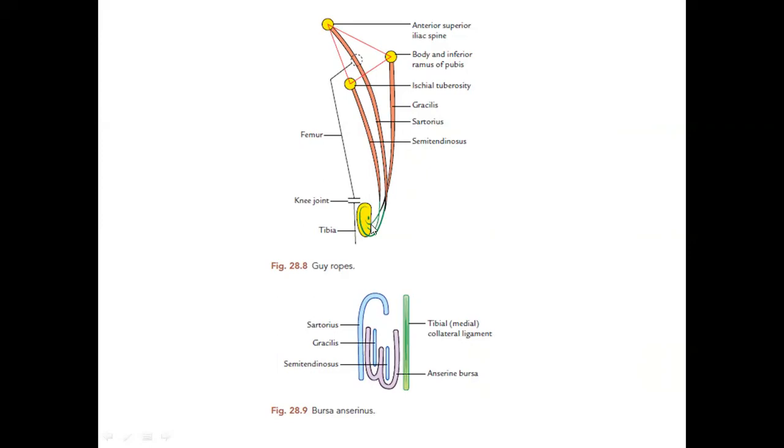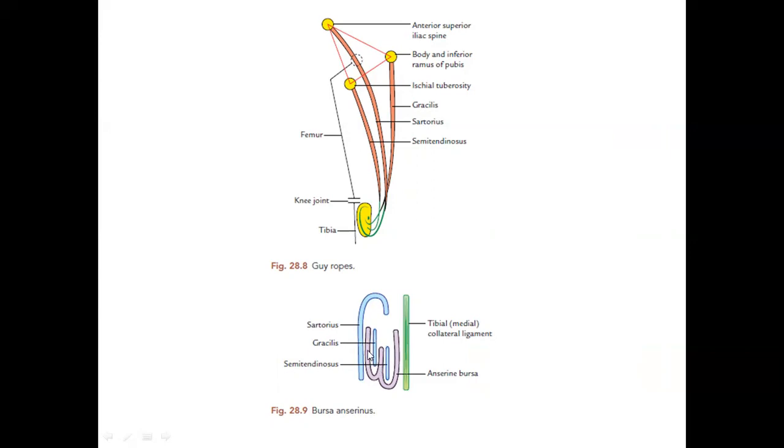For this arrangement, it looks like that these muscles act as guy ropes. जैसे for instance tent को जो चीज support करती है, ठीक है? So इनको हम लोग क्या बोलते हैं? These are known as guy ropes. Guy ropes से पूछा जाता है आपसे guy ropes में कौन-कौन से muscles आते हैं? So 3 है, sartorius, gracilis, and the semitendinosus muscle.